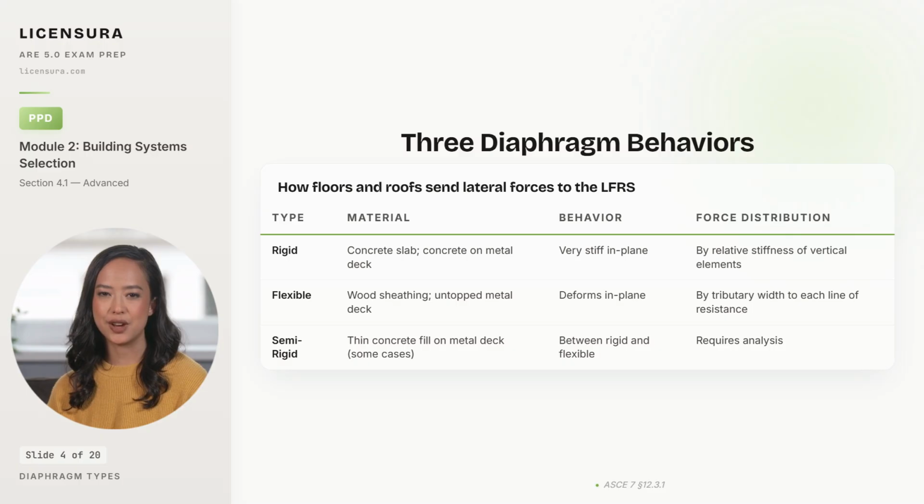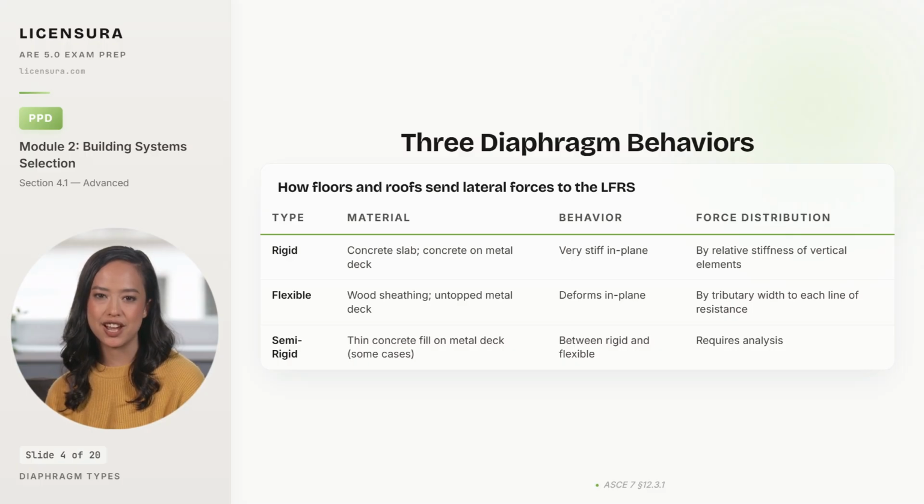A flexible diaphragm, wood sheathing, or an untopped metal deck deforms in plane like a deep simple span beam and distributes lateral forces by tributary area instead, regardless of the stiffness of the vertical elements below. Each line of resistance picks up the load that falls into its tributary width.